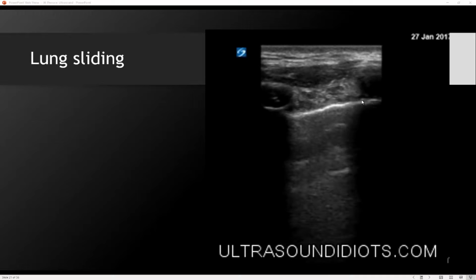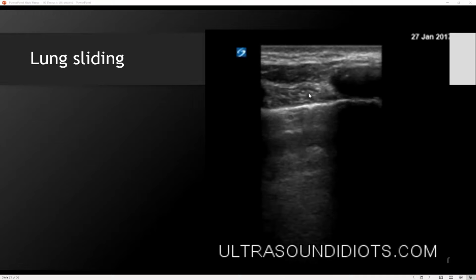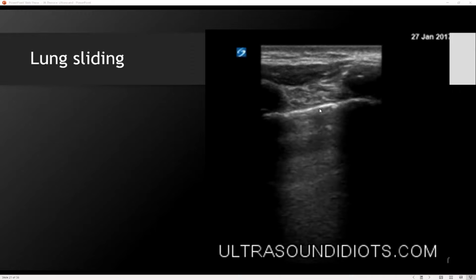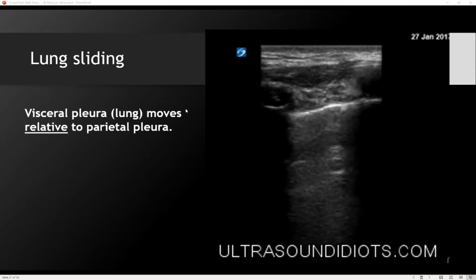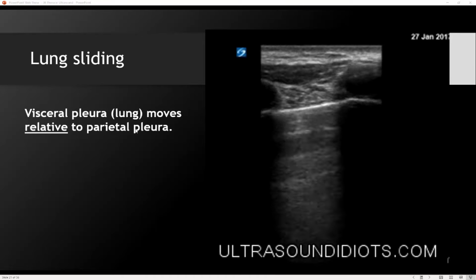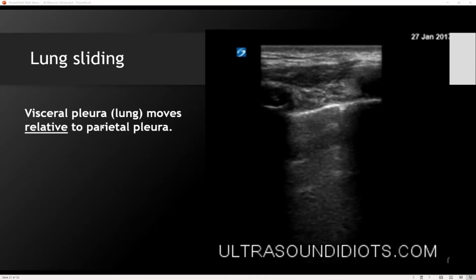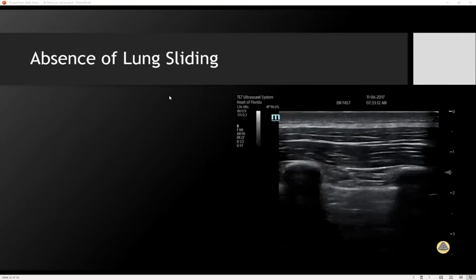Sometimes it's easy to see, sometimes it's not, but you might notice that the lung tissue is sliding relative to the pleura. This means that there's no pneumothorax here. This means that you're seeing an actual lung at this spot that's moving and opening and closing, or inhaling and exhaling. Visceral pleura moves relative to the parietal pleura or the subcutaneous tissue. Whether or not it's truly visceral and parietal pleura separately is up for discussion. This is a normal finding.